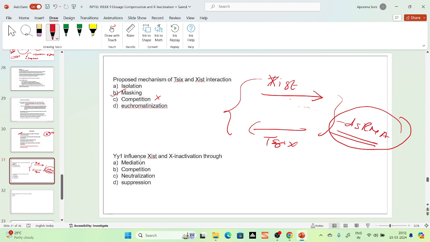Okay. So YY1 influences Xist and X expression through mediation, competition, neutralization, and suppression. If anybody has gone through the lectures, you would be able to answer. If not, it's fine.